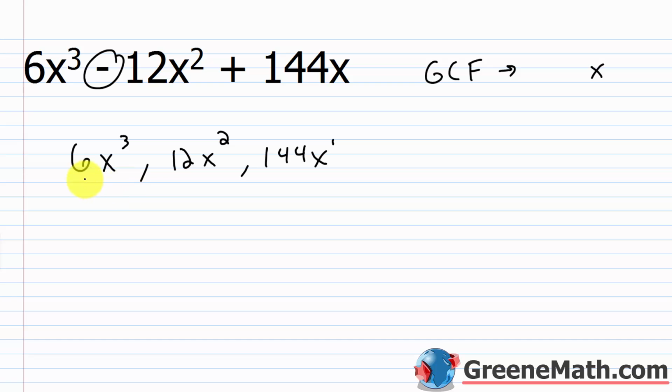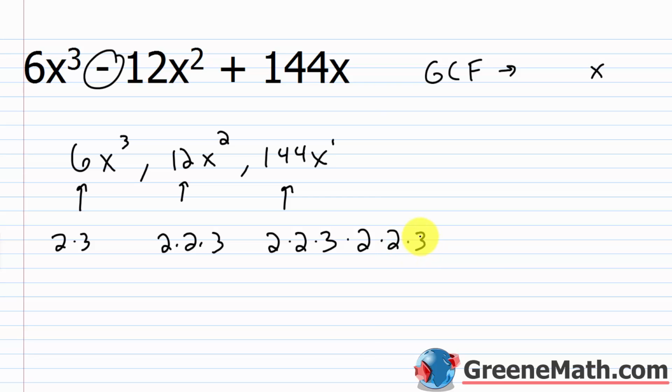For the number part, I have 6, which is 2 times 3. I have 12, which is what? It's 4 times 3, or 2 times 2 times 3. And I have 144, which most of you know is 12 squared, right? It's 12 times 12, or 2 times 2 times 3 times 2 times 2 times 3. So what's common to everything? It's going to be 6, right? 2 times 3, 2 times 3, 2 times 3. So the GCF here will be 6x.